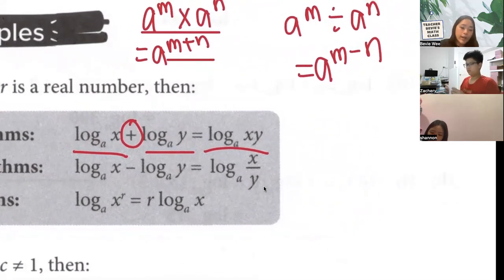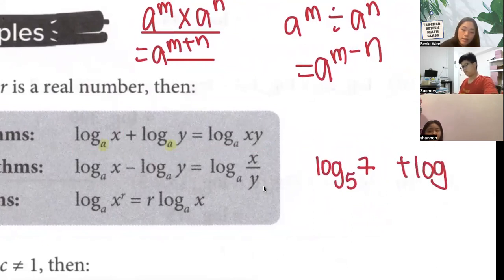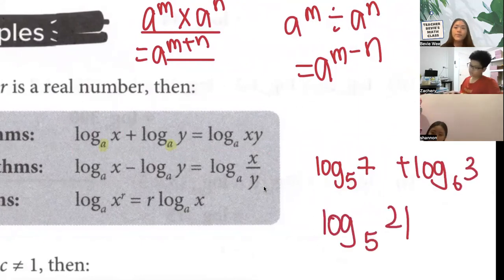Okay, the only criteria for this is that you need to make sure that your base is exactly the same. So you don't do things like log 5, 7 plus log 6, 3. Whatever, log 5, 21, can lah. Cannot. Your base is not the same. Unless I change this to a log 5, 3, then okay, this is log 5, 21. Maybe y'all can put an example by the side for this.